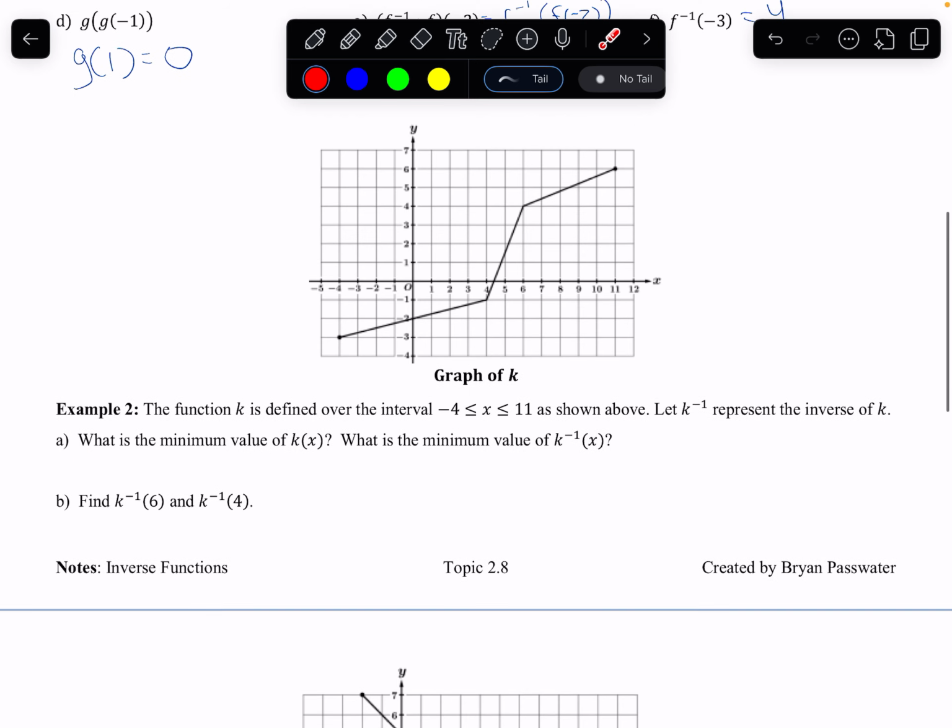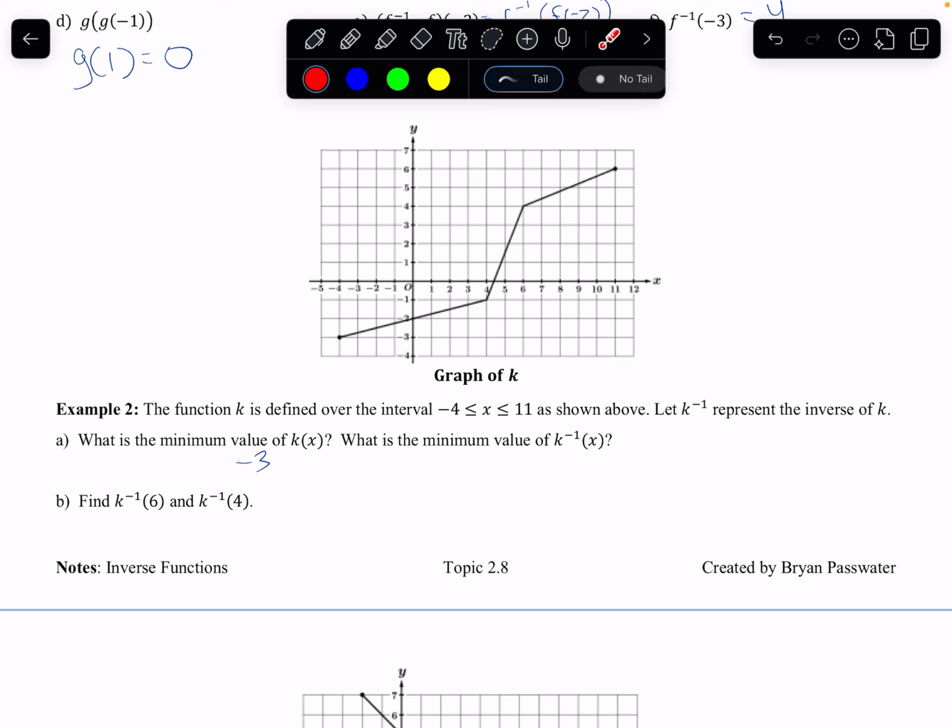The minimum value of k is going to be the smallest y value. Well, this is k. The minimum value is going to be the smallest y value, which is going to be down here. So it's going to be -3. So the answer to this one is -3. The minimum value of k is -3. We're talking about the y values.